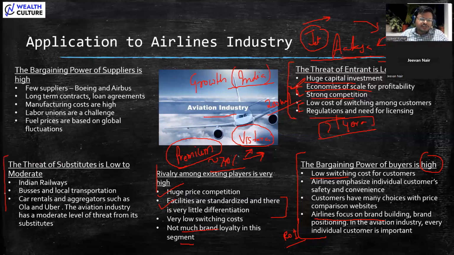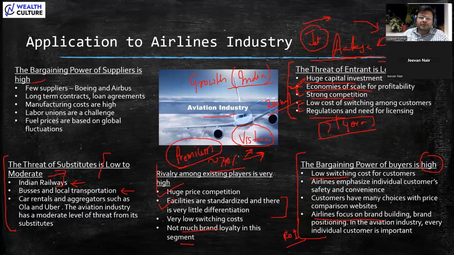The threat of substitutes is moderate, because there are good options. Indian Railways, for example, and other transportation means. But if it comes to time, then there is no other option. If you want to do a same day trip, you want to reach some place within India, then you have to take the flight. So from that point of view, I think the threat of substitutes is low to medium at max.